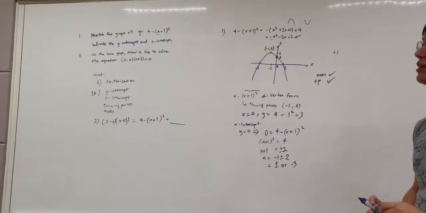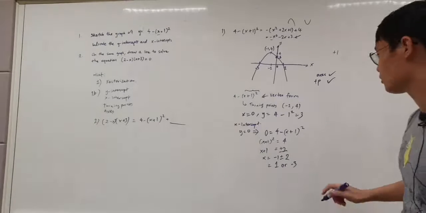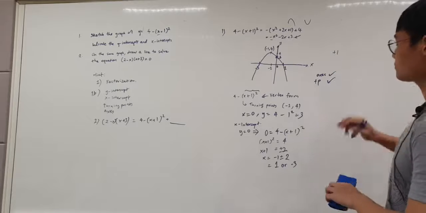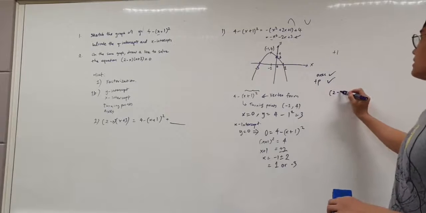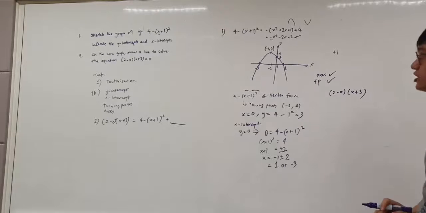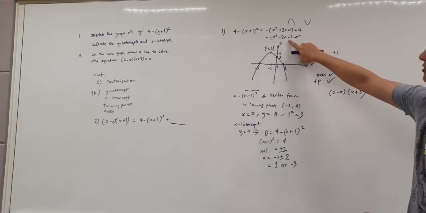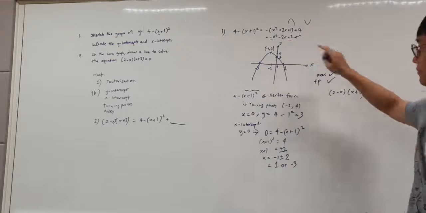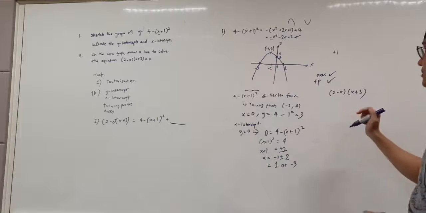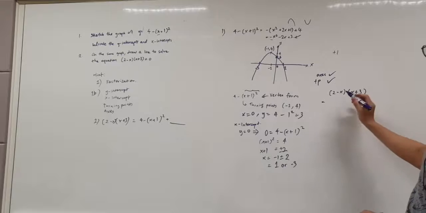Let's do question 2. On the same graph, draw a line to solve the equation 2 minus x times x plus 3 equals 0. Okay? So 2 minus x times x plus 3. Okay, so how do we solve this question? Now, given that we have expanded this term, negative x squared minus 2x plus 3, and now we have to solve the equation 2 minus x times x plus 3. Actually, when we do this question, we can just expand this as well.